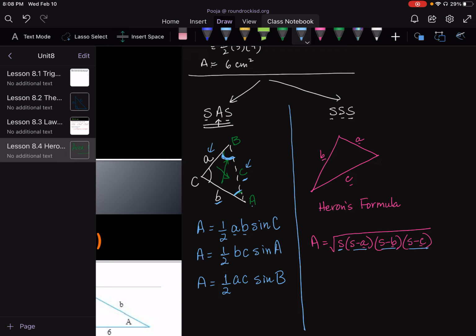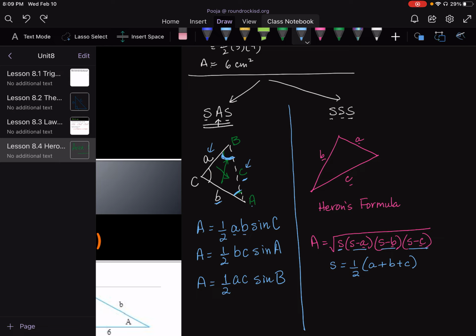So now what's s then? Well, s is something that can be calculated beforehand, and s will be half of the perimeter of the triangle. Now, the perimeter of a triangle is basically the sum of all three sides. So this is the perimeter of the triangle, but if you halve it, that gives us the value of s.